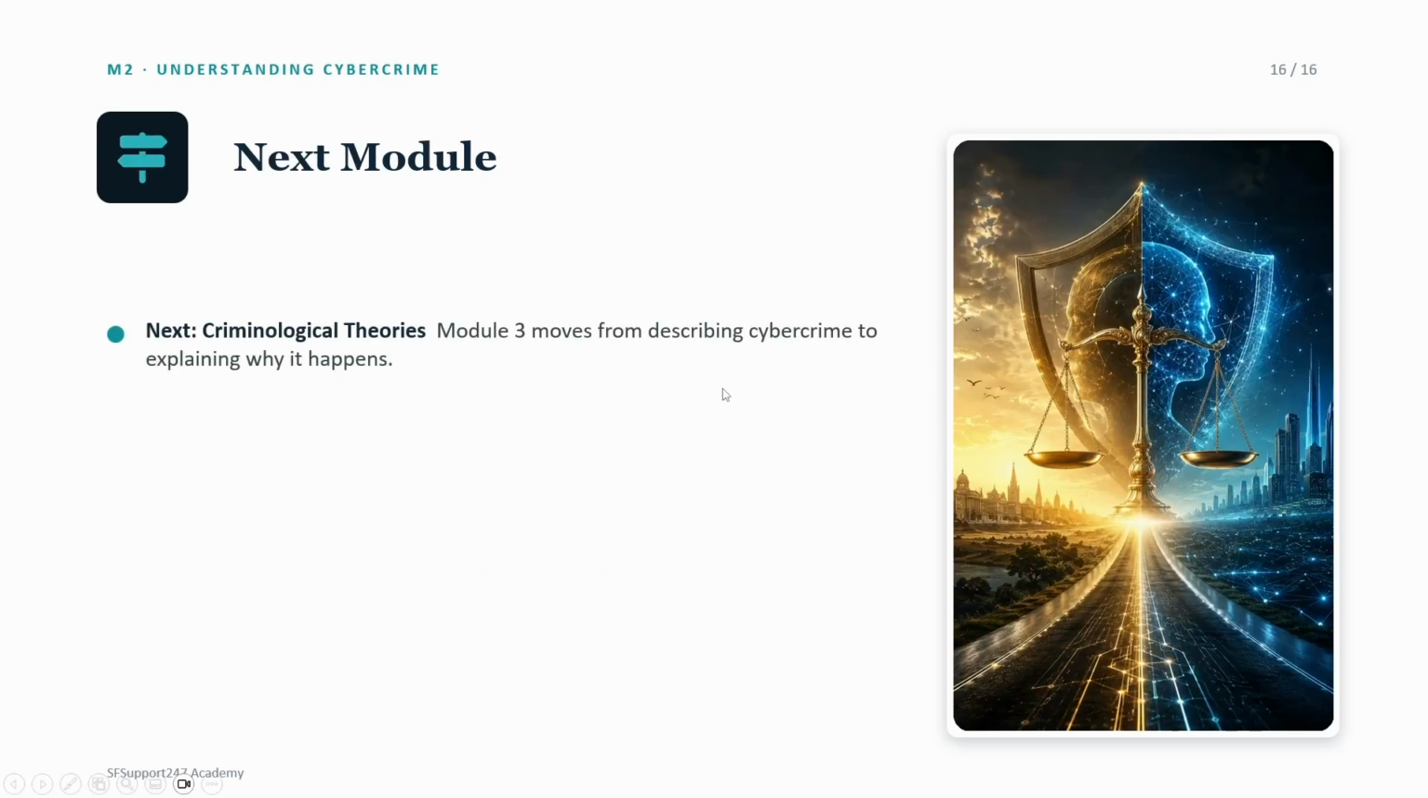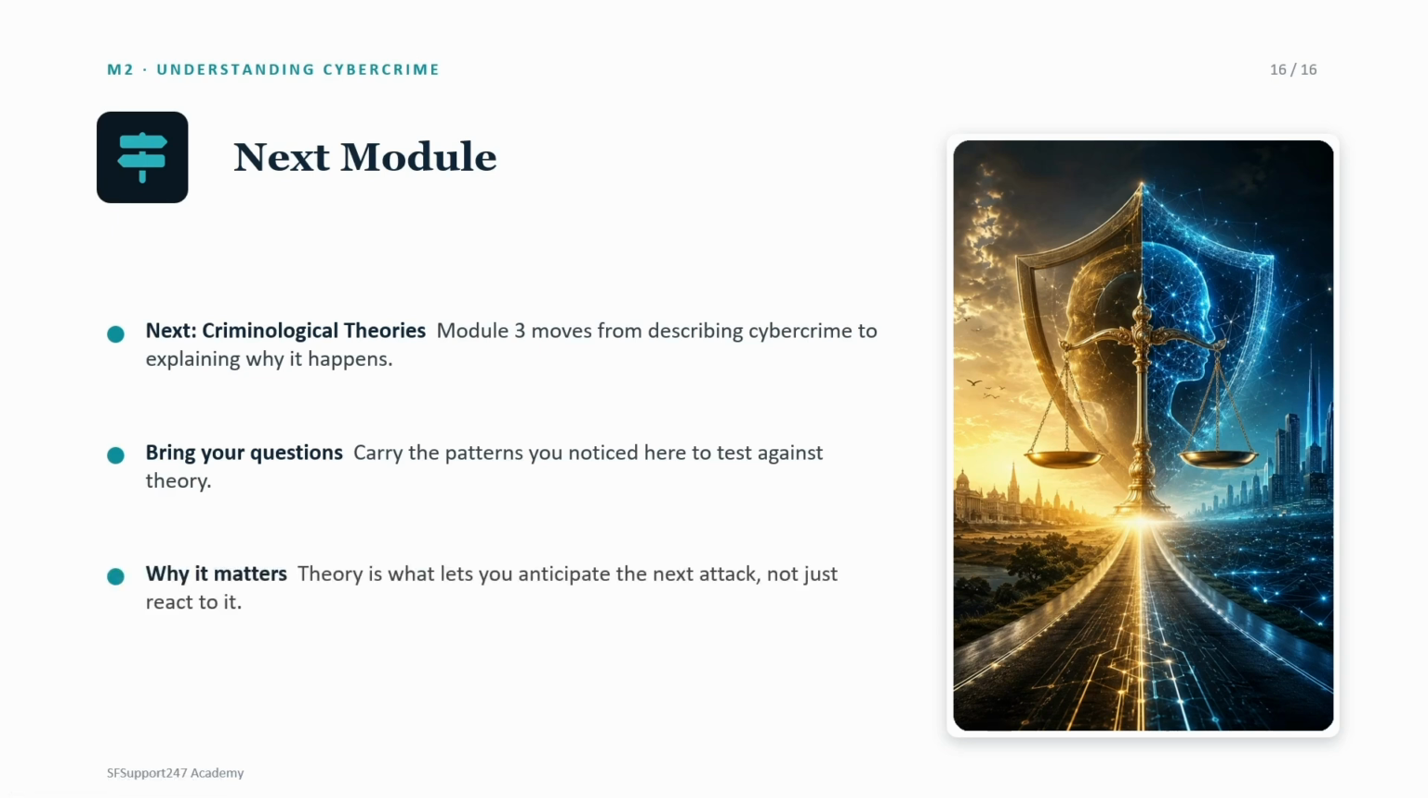And what is the next module? In Module 3, we cover describing cybercrime to explaining why it happens. Carry the patterns you noticed here to test against the theories. Theory is what lets you anticipate the next attack, not just react to it. That's what we are going to learn in the next module.